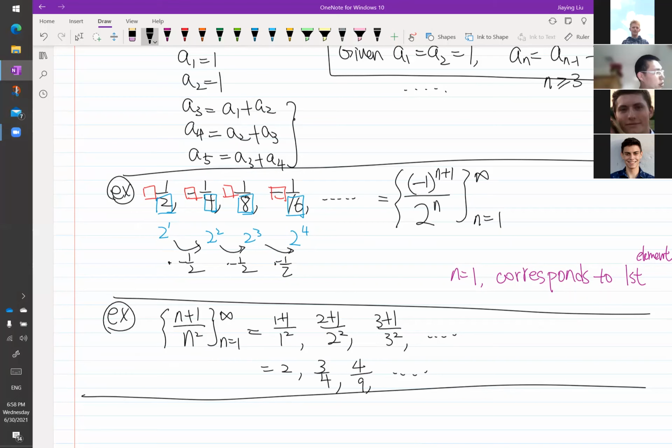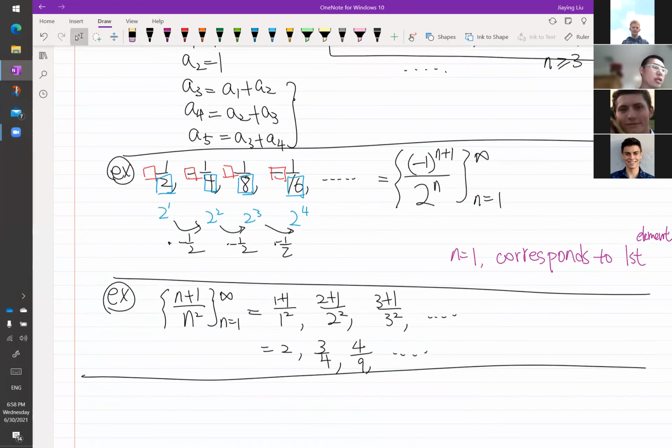Because for the next probably 15 minutes, I'm going to write down a lot of definitions, properties, theorems, and then we look at some exercises. It's also in the book, but I do want to write them down in case some of you prefer to take notes.